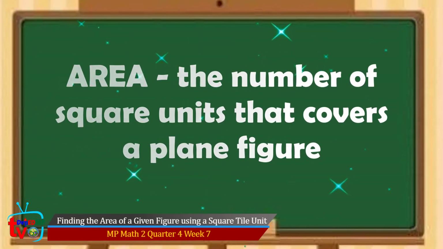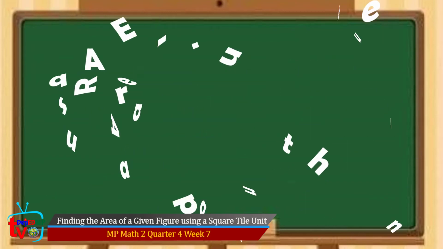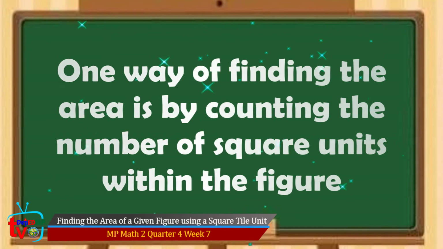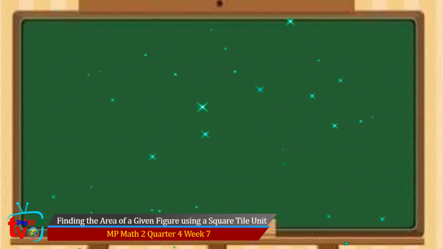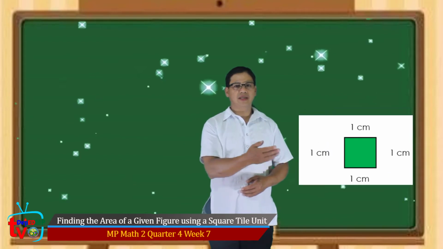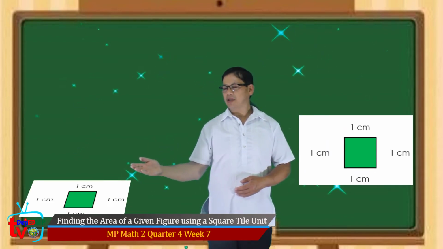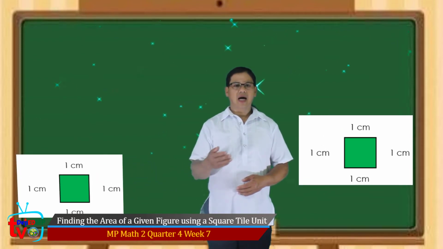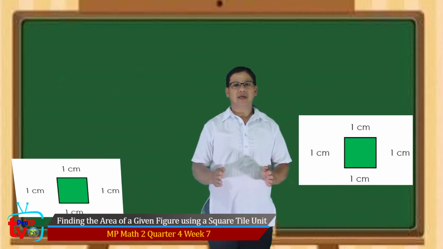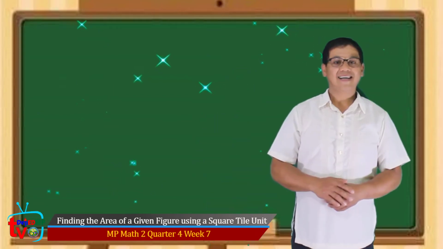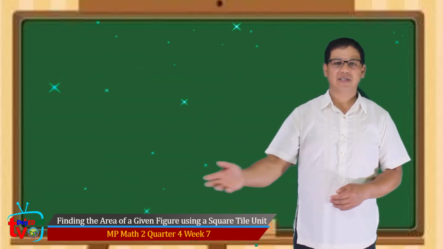The number of square units that covers a plane figure is called area. One way of finding the area is by counting the number of square units within the figure. This is 1 square centimeter or 1 centimeter square. A square centimeter is a square unit. Let us have the following examples.